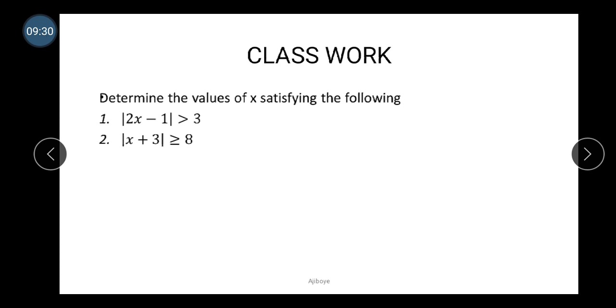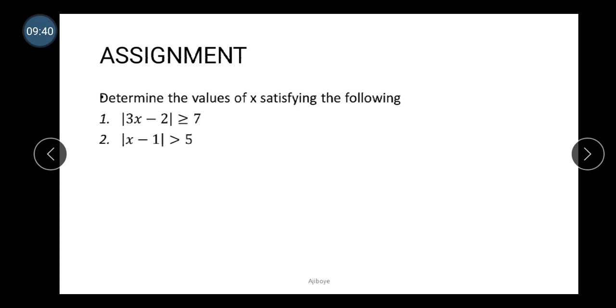Classwork. Please follow the example to be able to solve the classwork and forward your attempts of the classwork to my WhatsApp number. And also show your attempt of the assignment. Forward your attempt of the assignment to my WhatsApp number.